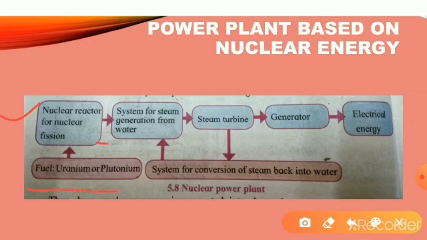Then the next step is the system for steam generation from water. Now here the steam turbine is here, and you can see from the system the conversion of steam back into water is done in this phase here. Then generator and electrical energy.